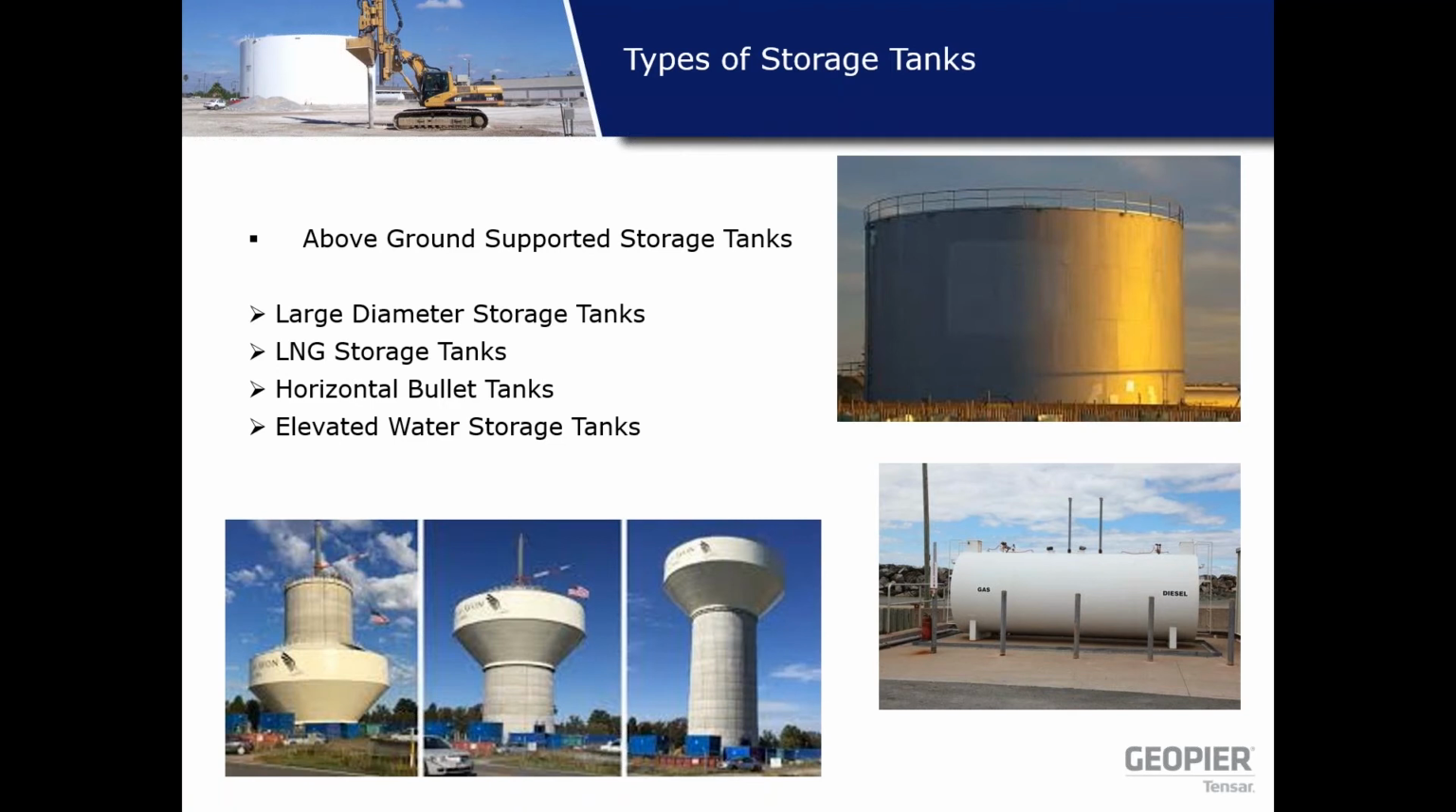We are also going to talk about some LNG storage tanks, horizontal bullet tanks, what you see on the lower right hand side, and in the end we'll consider a case history for elevated water storage tanks. The elevated water storage tanks, you see three different types in the lower bottom side of the screen.